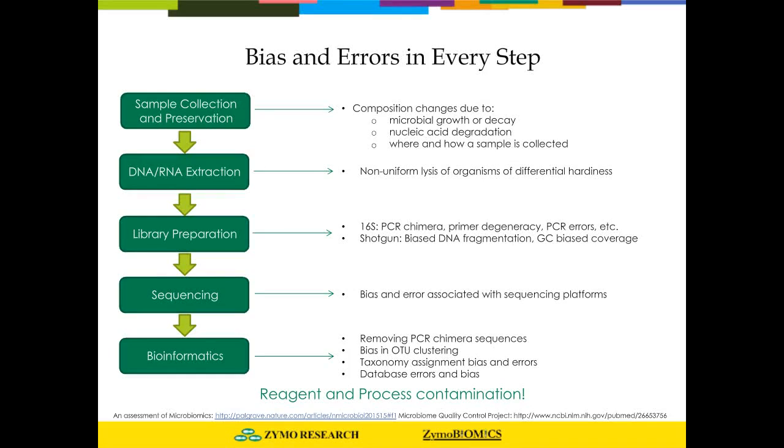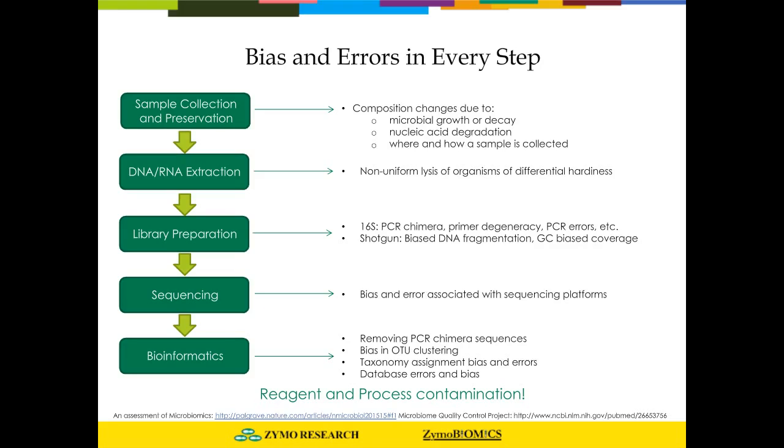So the composition at the time of collection can be changing due to microbial growth or decay. You can have nucleic acid degradation, and then actually where and how a sample is collected can also affect or bias the results or cause erroneous data downstream. So it all starts from the point of collection. During the extraction process, non-uniform lysis of organisms of differential hardiness can bias results, misrepresenting certain organisms or certain communities as being biased towards certain easy-to-lyse organisms versus tough-to-lyse, etc.